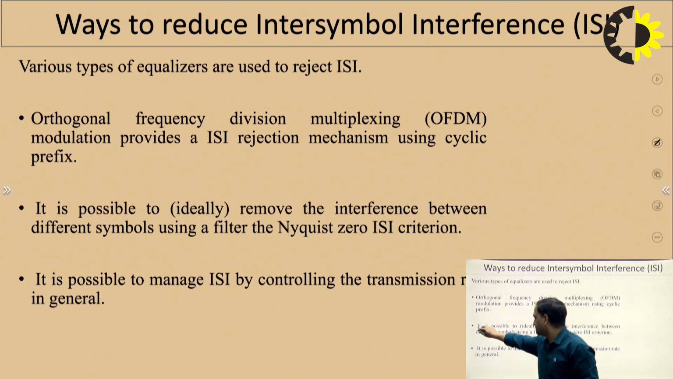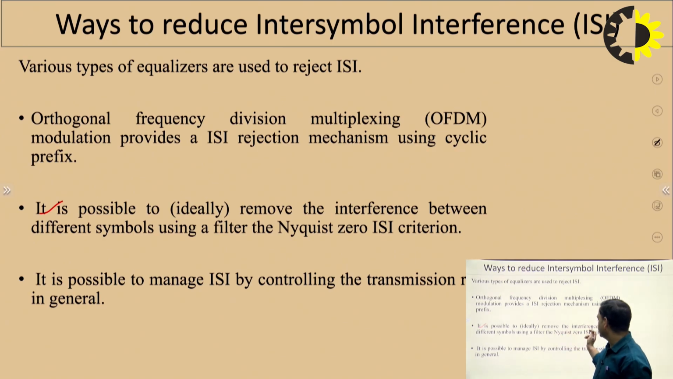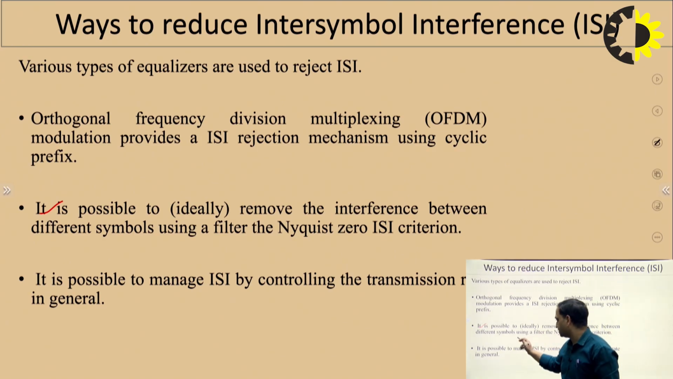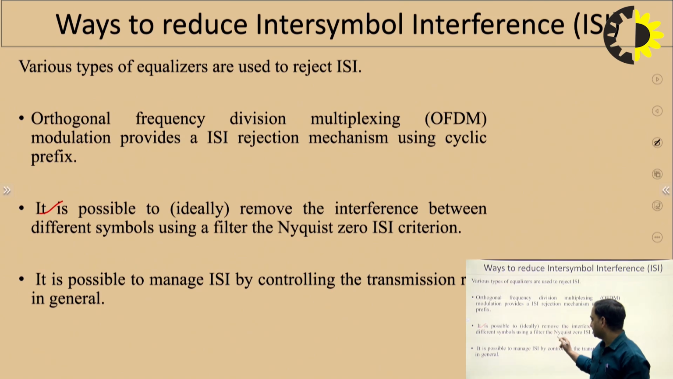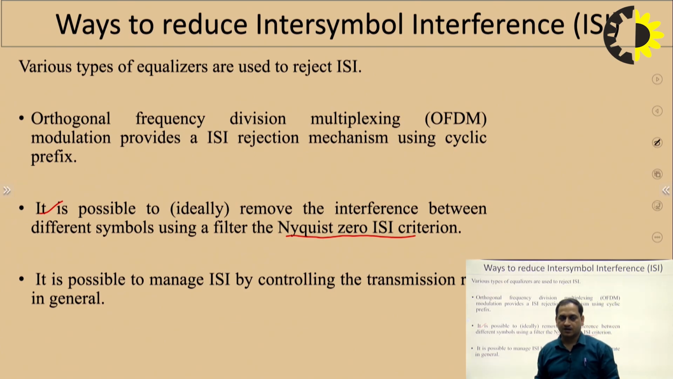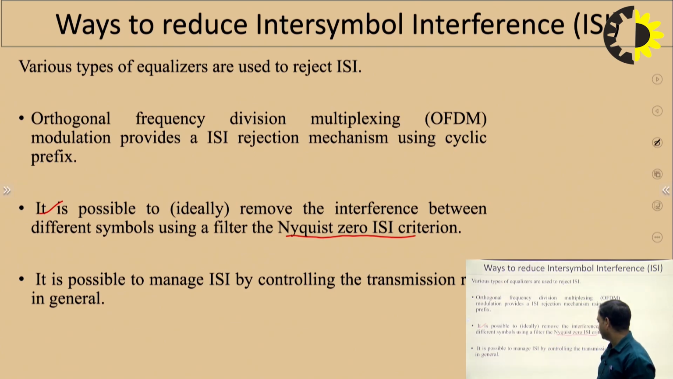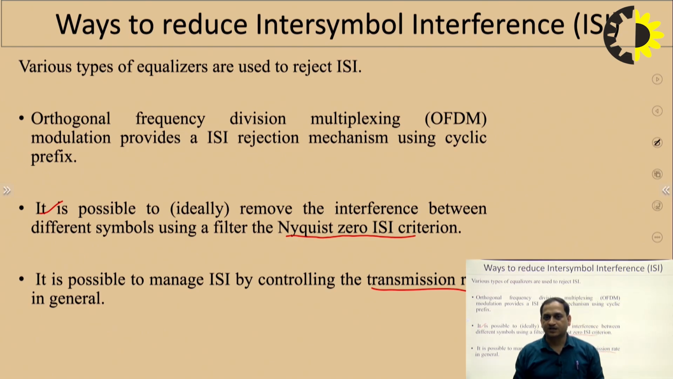It is also possible to remove the interference, the difference between the symbols, using a filter. The second method is the Nyquist zero ISI criteria to reduce the ISI, or intersymbol interference. Another method for reducing, mitigating or controlling the ISI is by the transmission rate. If we can control the transmission rate, based on that we can mitigate the ISI, or intersymbol interference.